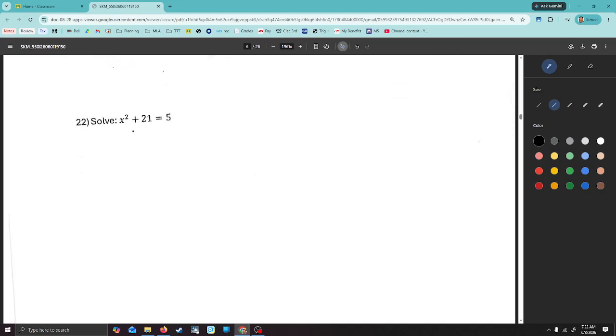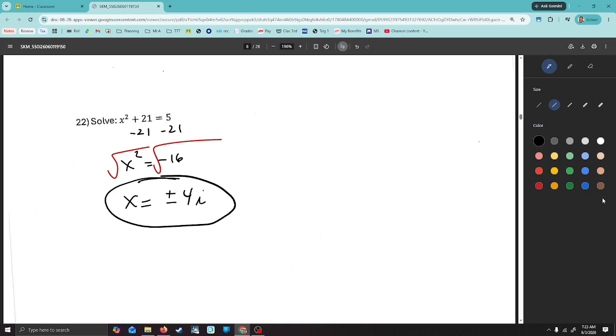Alright, solve. I got a minus 21. I got x squared equals negative 16. Now I'm going to square root both sides. So x equals plus or minus 4i. So when you're solving for x, you need a plus or minus, because the question you're technically answering is what could go into x. Well, positive 4i could go into x, or negative 4i could go into x. That's why you have to put a plus or minus when you're solving for x.